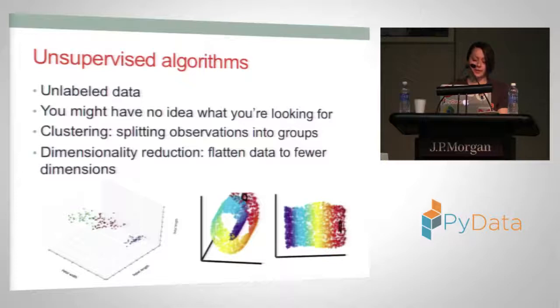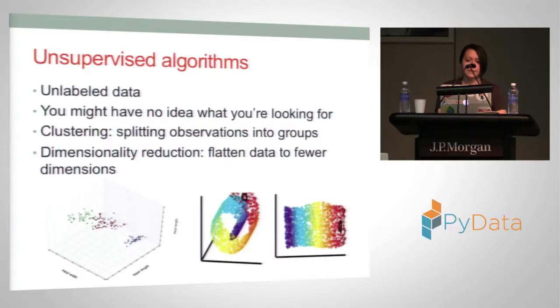Dimensionality reduction. So clustering does exactly what the name implies. It clusters similar data into groups. And dimensionality reduction can reduce the number of random variables and the number of dimensions in our data. So if you look on the left there, that's a visual representation of clustering where similar data is grouped.